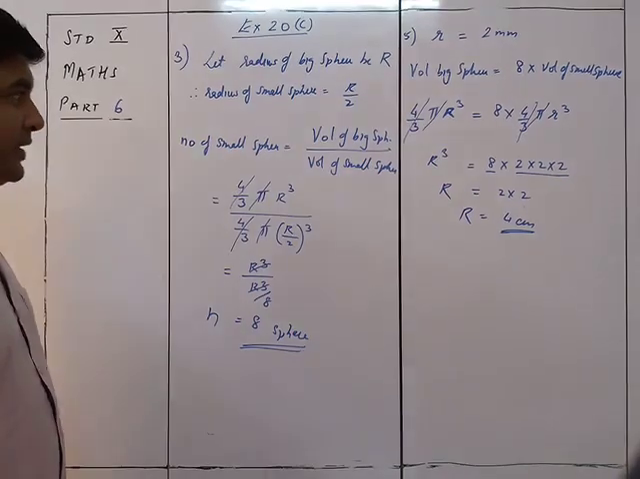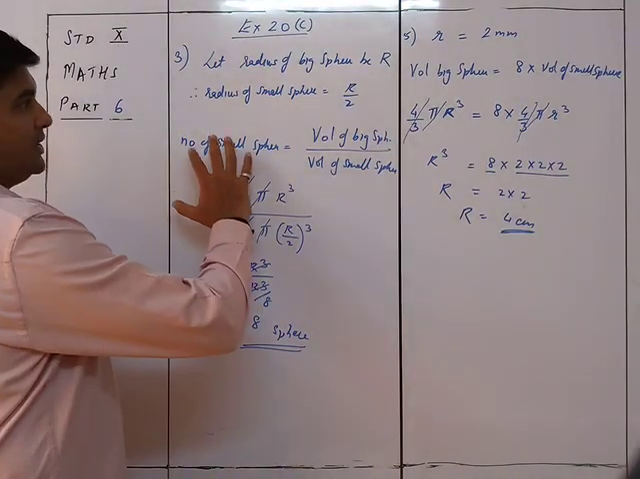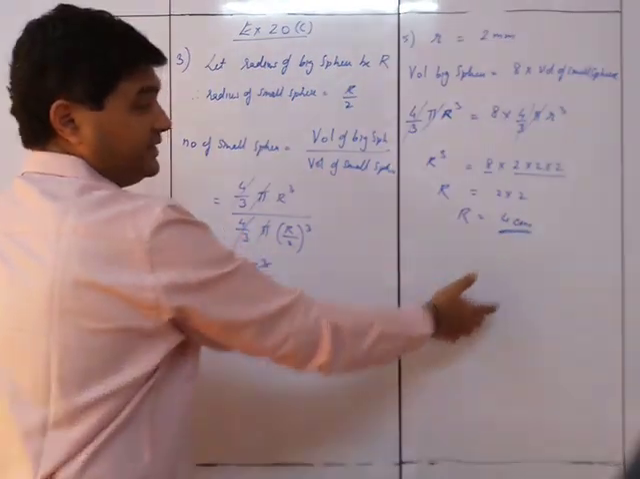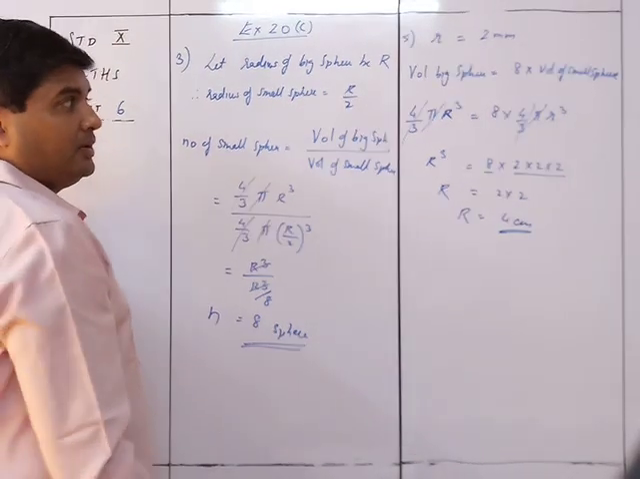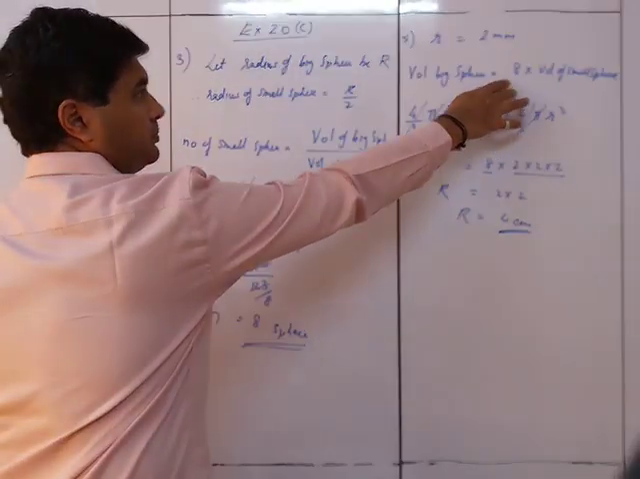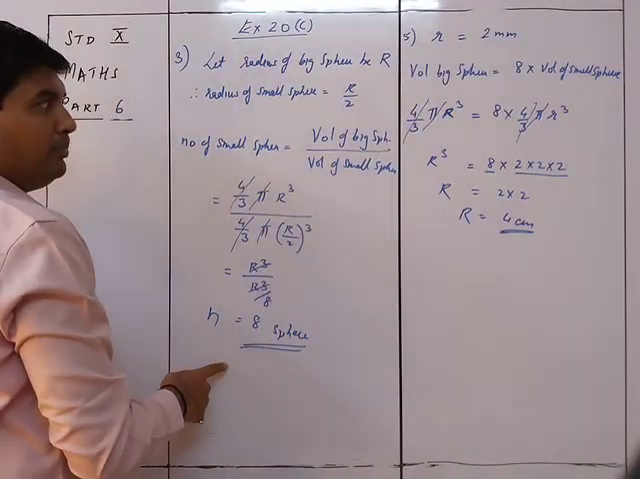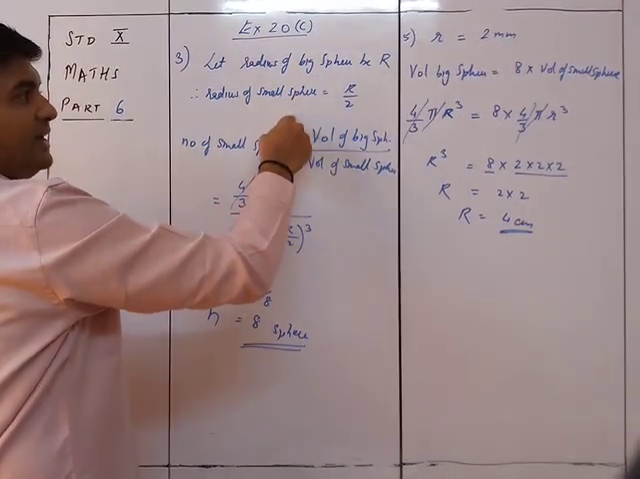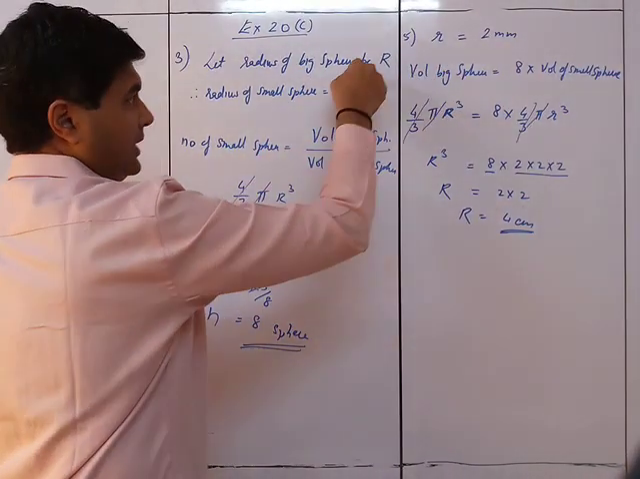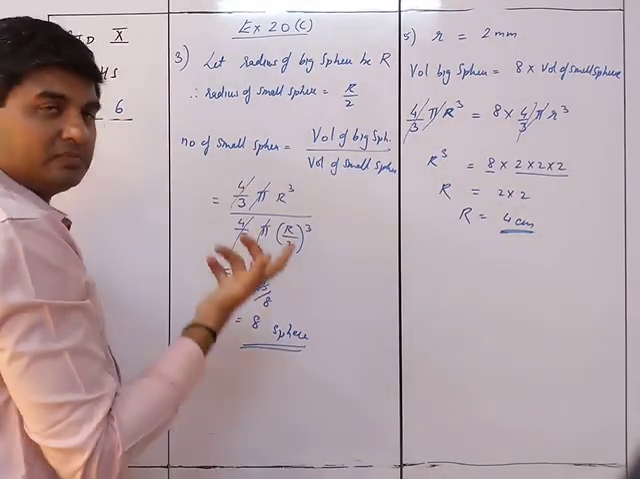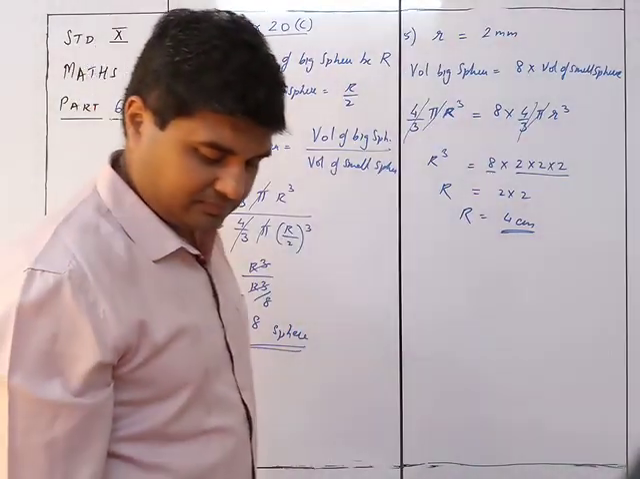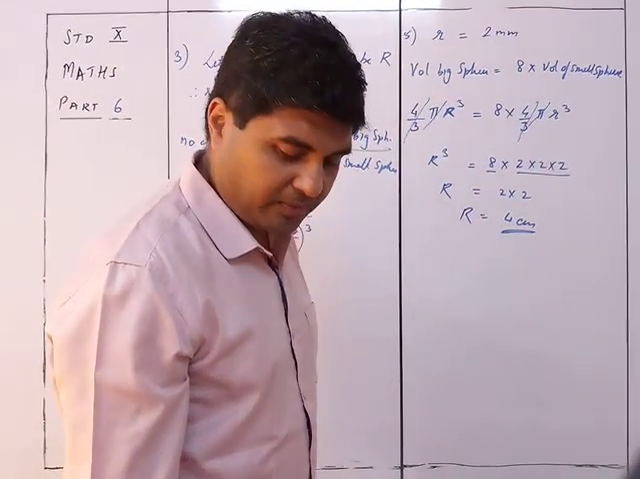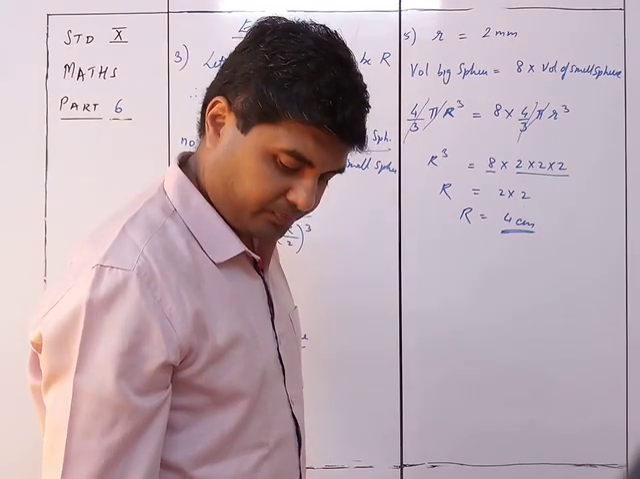In fact, if you see properly, the third sum is exactly the reverse of the fifth sum. Here 8 small ones were given, there we got 8. Here the radius was half, here the radius we got is double. See that difference. Not that it is going to be helpful anyway, but just for the sake of it.